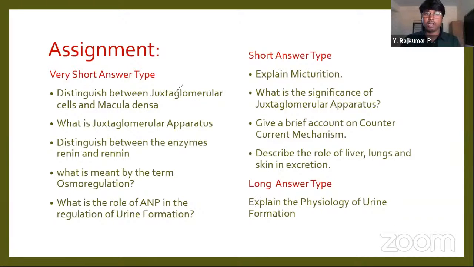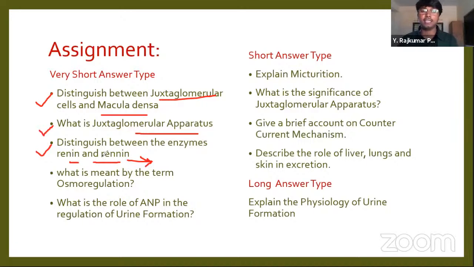There are long answer type questions, short answer type questions, and very short answer type questions. Distinguish between juxtaglomerular cells and macula densa. What is the juxtaglomerular apparatus? Distinguish between the enzyme renin and rennin. Rennin is seen in the digestive system, and this renin is seen in osmoregulation. What is meant by the term osmoregulation? What is the role of ANP, atrial natriuretic peptide, in the regulation of urine formation?